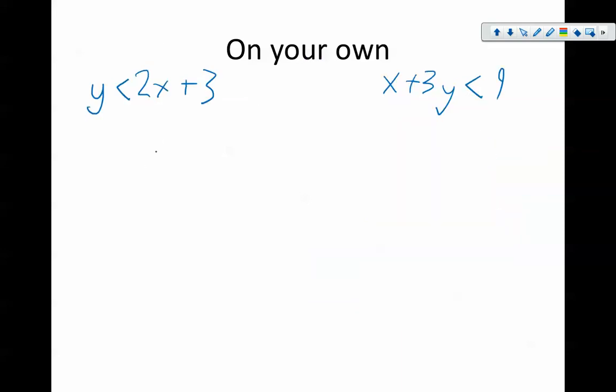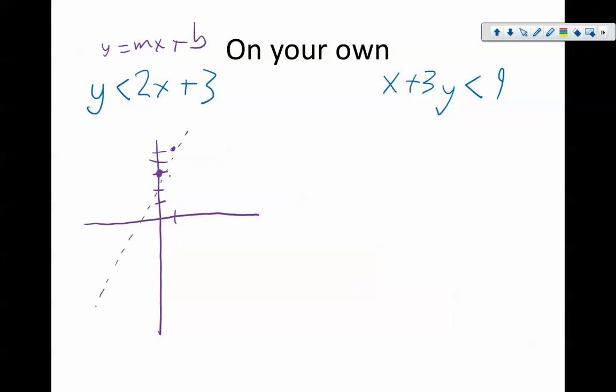Okay, the next two, we have y is less than 2x plus 3. We're going to pretend that this is y equals mx plus b and just graph it like normal first. So there's 3, and then a slope of 2 is up 2, right 1. This is a less than, not equal to, so this is a dotted line. And then I don't know which side is going to have the solutions on it, so I better test a point. And I'm going to test 0, 0, because that's the easiest one to do, and see if that works.